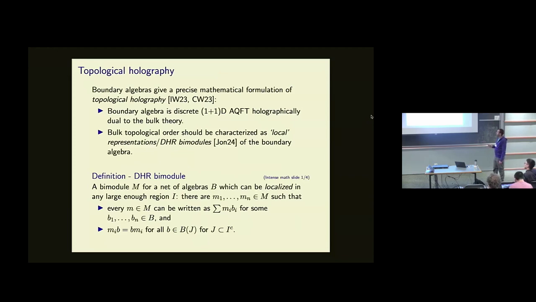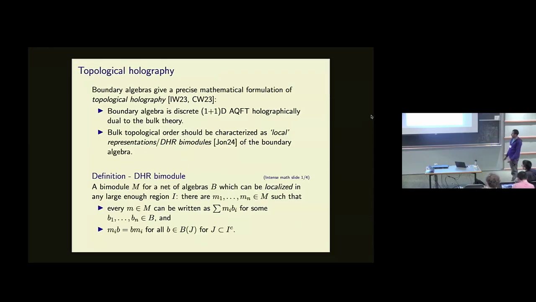And moreover, those finitely many elements commute with operators supported outside of that interval, any large enough I. So if you pick your I, I can find a nice projective basis that lives in that interval, so to speak, so that it commutes with other things far away, no matter what. That's the idea of a DHR bimodule.